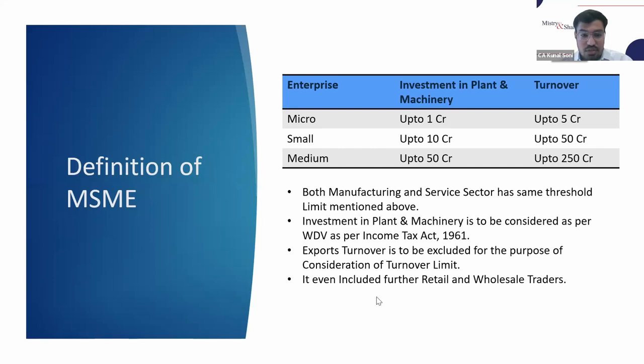Then second is again both the criteria are to be considered. Yes, both the criteria we need to check simultaneously. It is "and" and it is not "or". If the supplier is not registered under an MSME, will the clause be applicable? In that particular case, it won't be applicable. The supplier needs to have a valid MSME registration certificate.